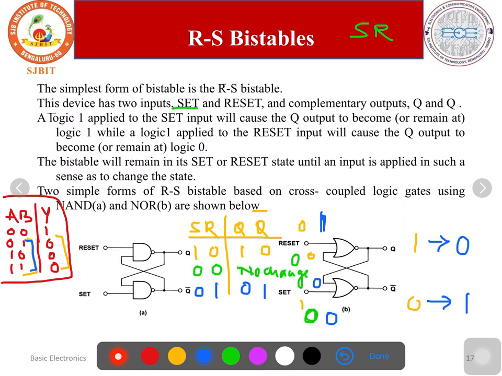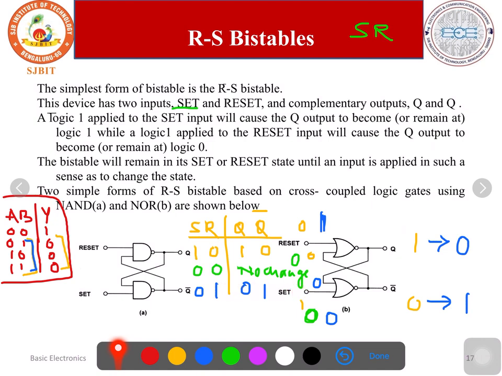This state is called the reset state because S is equal to 0, R is equal to 1. R equal to 1 means our intention is to reset it. So earlier it was set, now it has changed to reset. If it is in the reset state, it maintains the same reset state. Otherwise, it changes from set to reset. So our intention is to reset it.